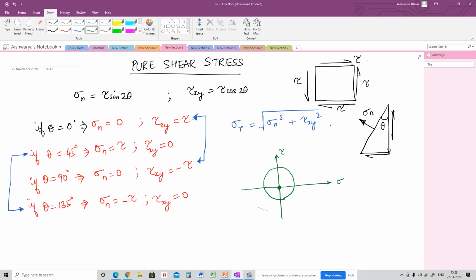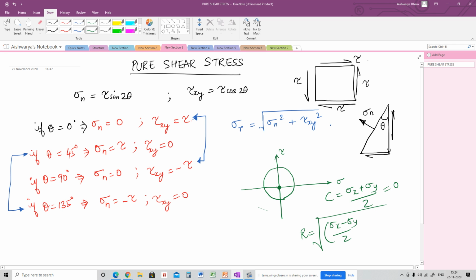Ma'am, generally the center formula is sigma x plus sigma y by 2. But in case of pure shear, it is not there. Exactly. We don't have any direct stresses, so it will simply be 0, and the center will be here. If I want to find the radius, it is root over sigma x minus sigma y by 2 whole square plus tau xy square. Again this term will be 0, and only tau will remain. So this is the radius.